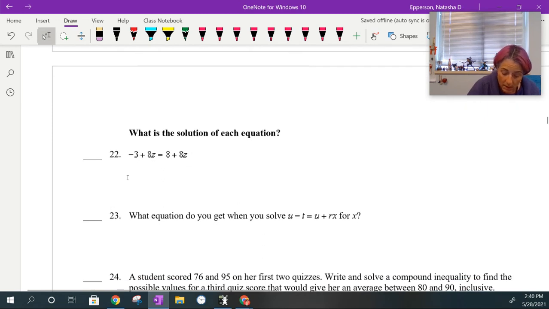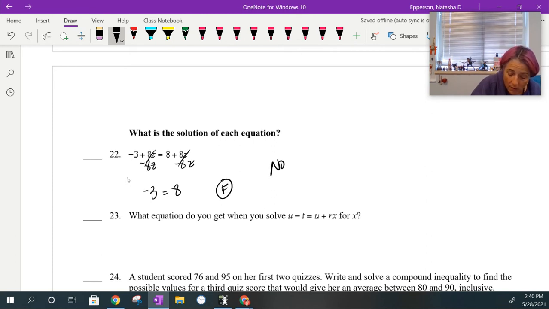What is the solution to each of these equations? So all we're doing is solving for, in number 22, for z. So I'm going to combine terms. Okay, look, -8z, -8z, those cancel each other out. So I'm left with -3 is equal to 8. This is not a true statement. This is a false statement, so I have no solution.